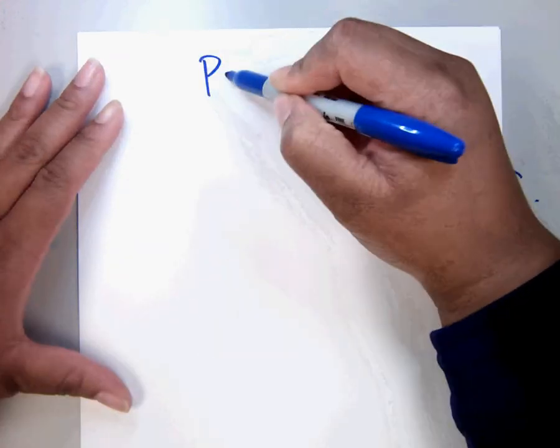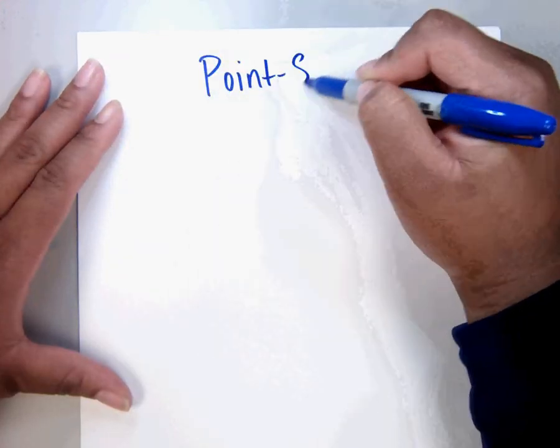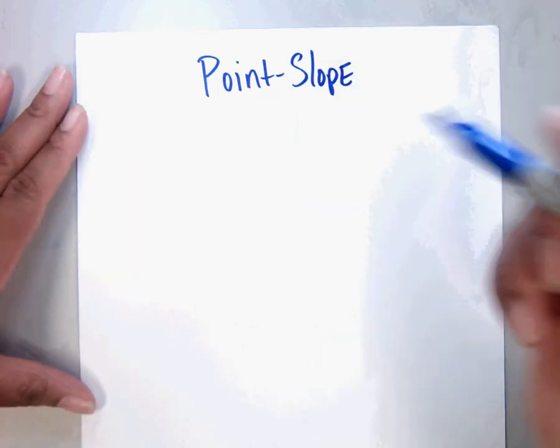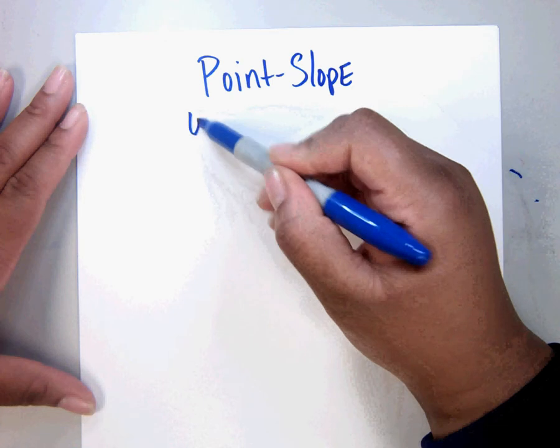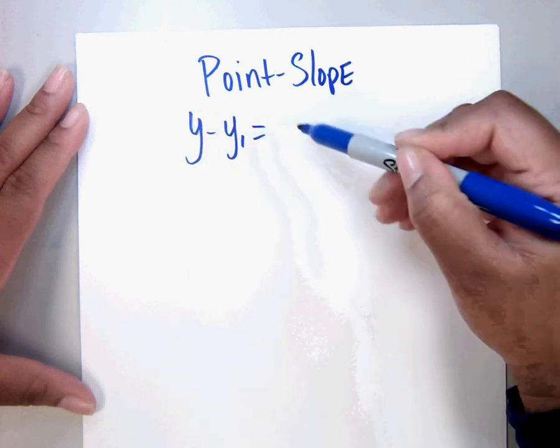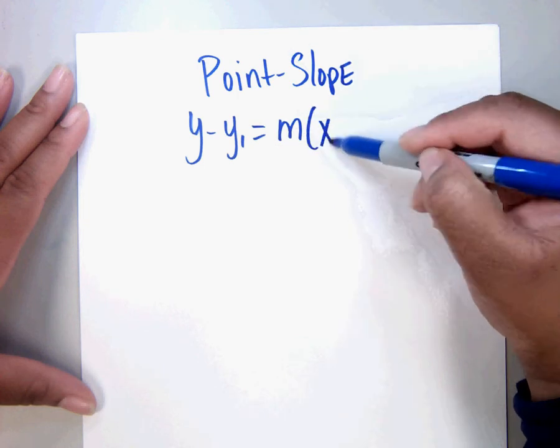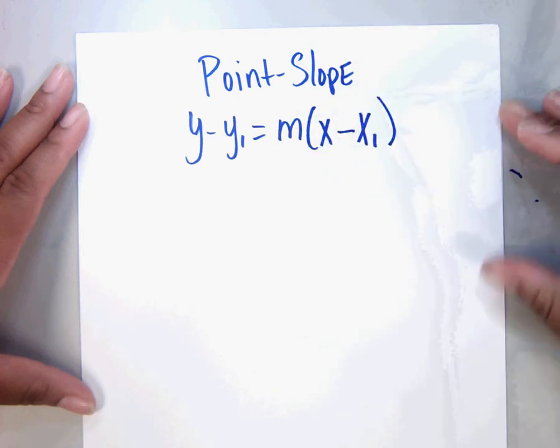For those that wanted to see point slope again, I'm just going to focus this video on how to use point slope. Please remember, point slope is the following formula: y minus y1 equals m times x minus x1.